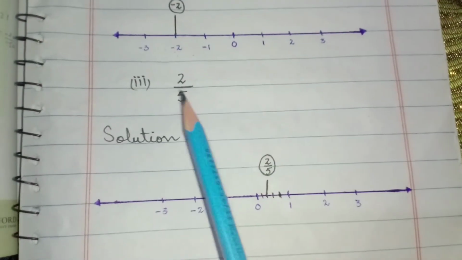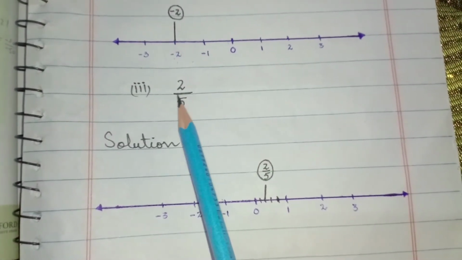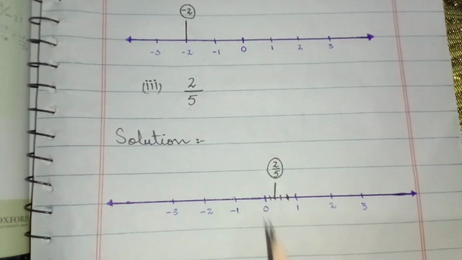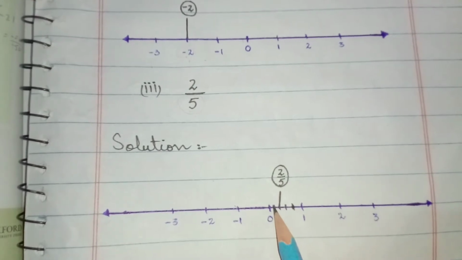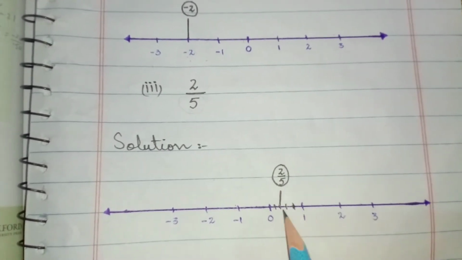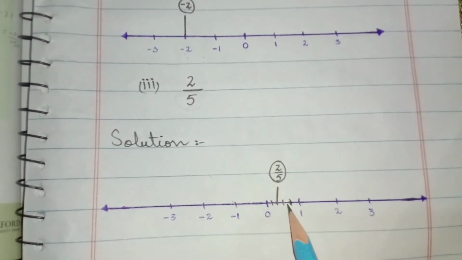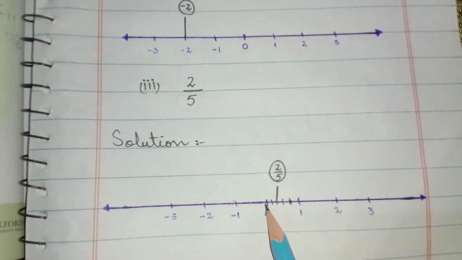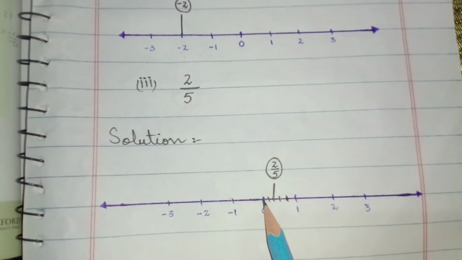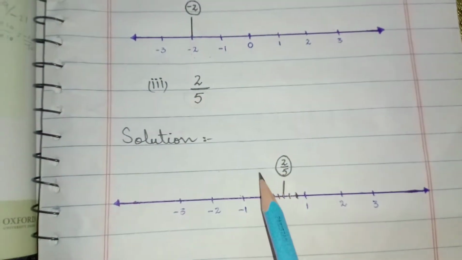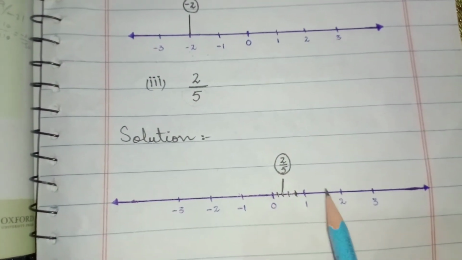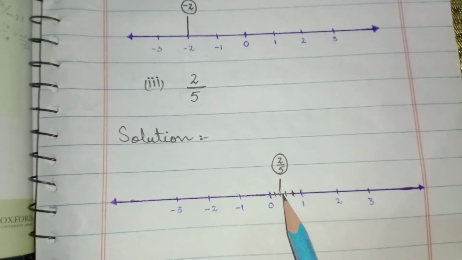Question part number 3 is 2 over 5. Now we have to divide each segment into 5 equal parts. So as we know, 0, 1, 2, 3, 4, 5 means 1, 2, 3, 4, 5. So this is the point 0, 1 over 5 and 2 over 5. The point 2 over 5 is positive, so it lies on the right hand side and we have marked 2 over 5 on a number line.